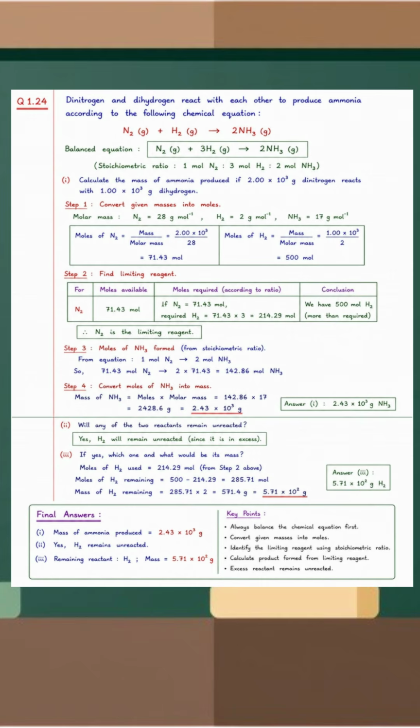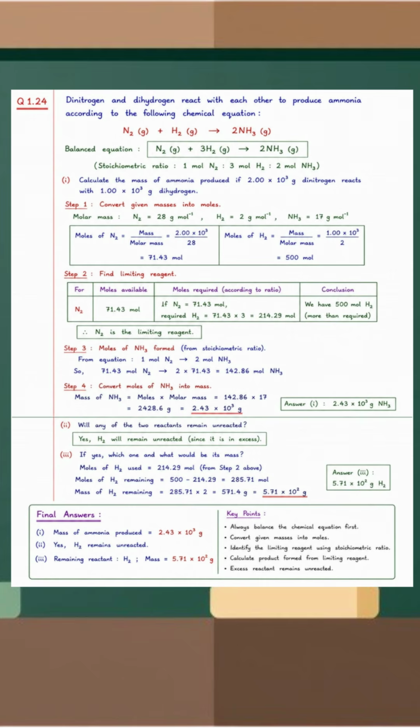Now find the limiting reagent. From the equation, 1 mole nitrogen requires 3 moles hydrogen. So, 71.43 moles nitrogen will require about 214.29 moles hydrogen. But we have 500 moles hydrogen, which is more than required. So, hydrogen is in excess and nitrogen is the limiting reagent.